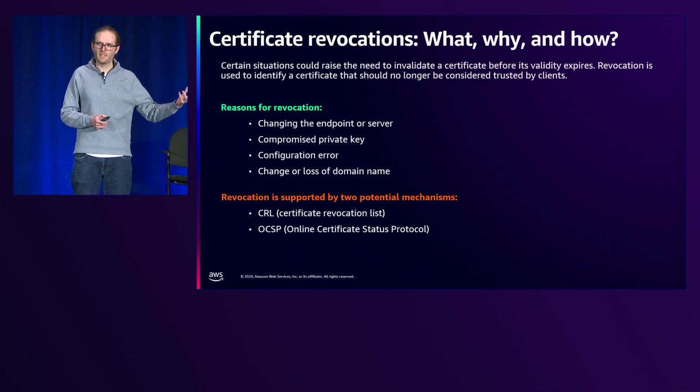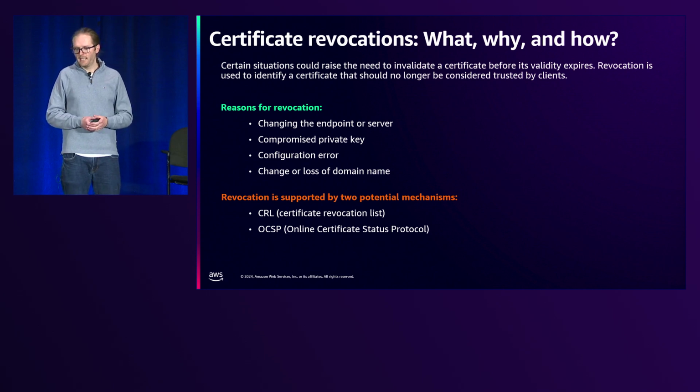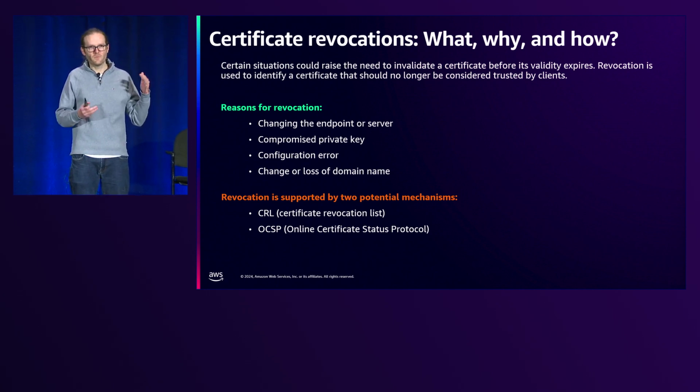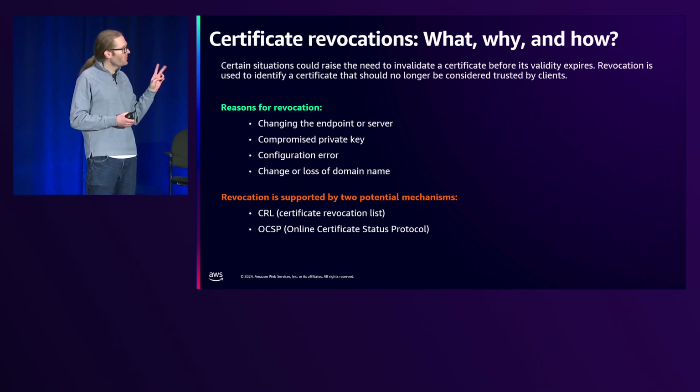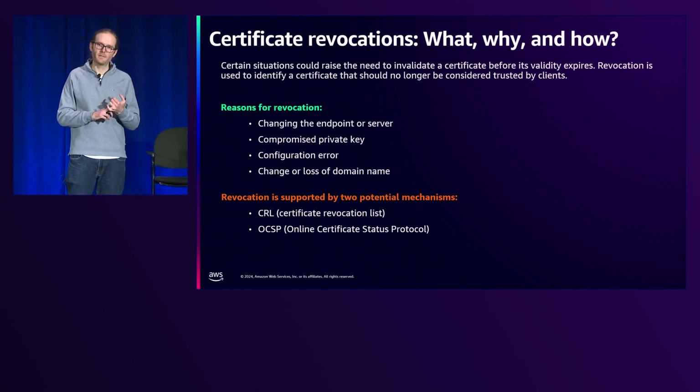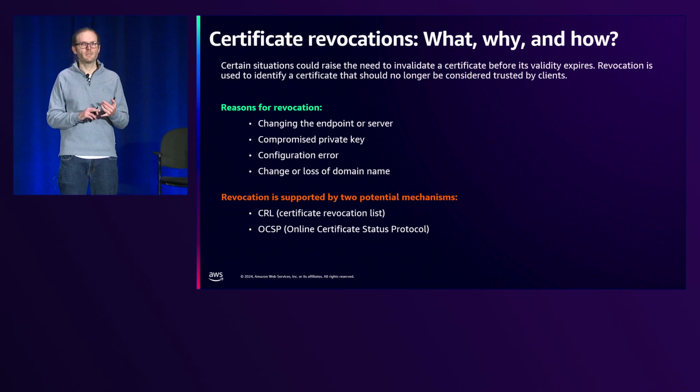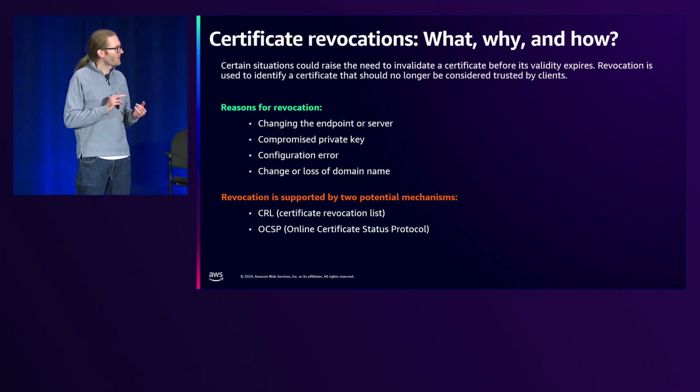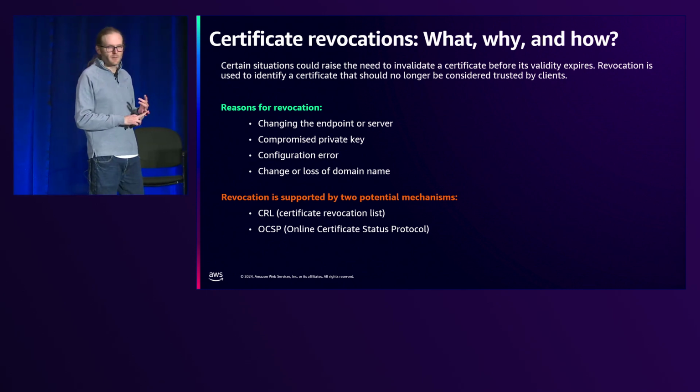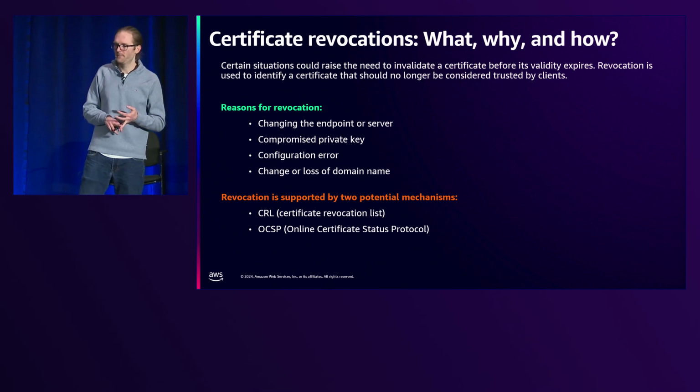In Private CA, that's really an API call. You make a revoke cert API call to Private CA, and clients need to have a way of checking whether a certificate is revoked or not. There are two common mechanisms for this. One is CRL, Certificate Revocation List. I'm going to call it a CRL. There's also OCSP, Online Certificate Status Protocol.